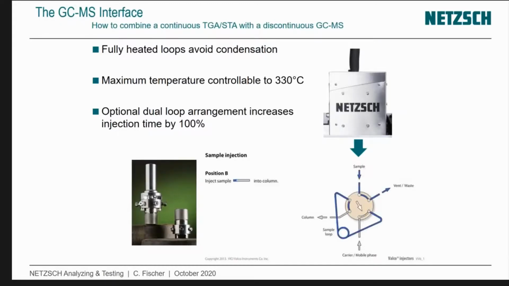The valve box consists of a heated loop which is filled with a sample gas, in blue, and this is then injected onto the column by valve switching. A carrier gas or mobile phase is used to inject this gas. The optional dual loop arrangement increases the injection time by 100%.